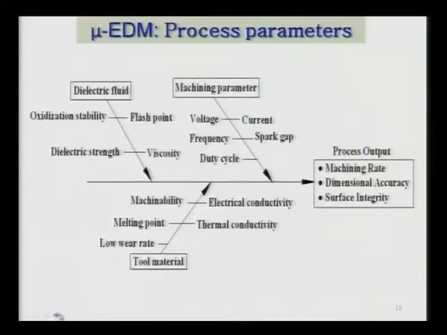Here you have a fishbone diagram of the process parameters. We have already seen that dielectric fluid is there, and the oxidation stability and flash point of the dielectric fluid play an important role. Dielectric strength will decide the voltage required for breakdown of the dielectric. The viscosity of the dielectric is also important, because it determines the flowability of the dielectric, and especially in case of complicated shapes, the dielectric should flow into all inaccessible areas or fine features, so that sparking will take place over there and you get proper machining.